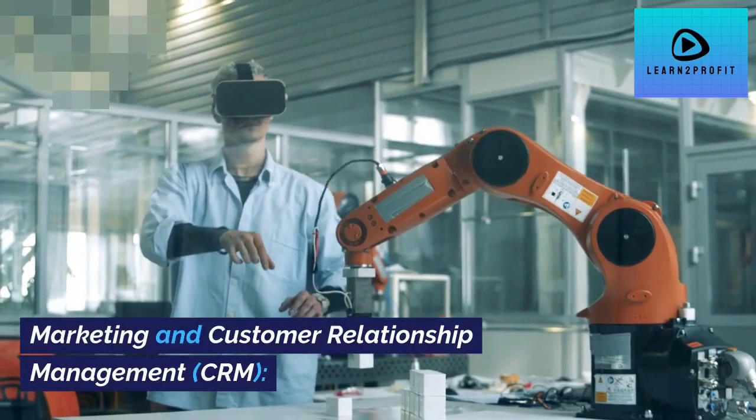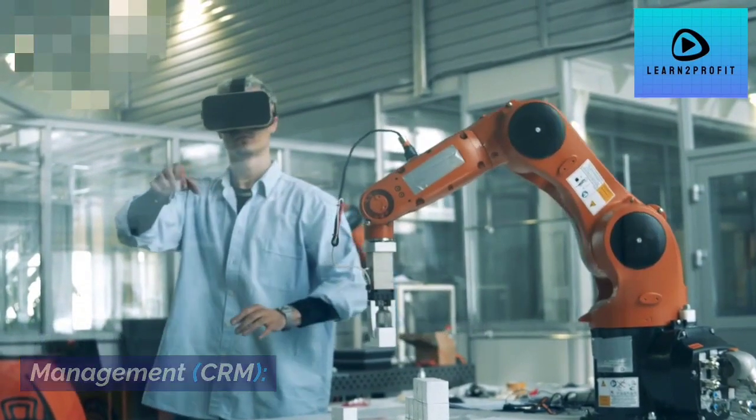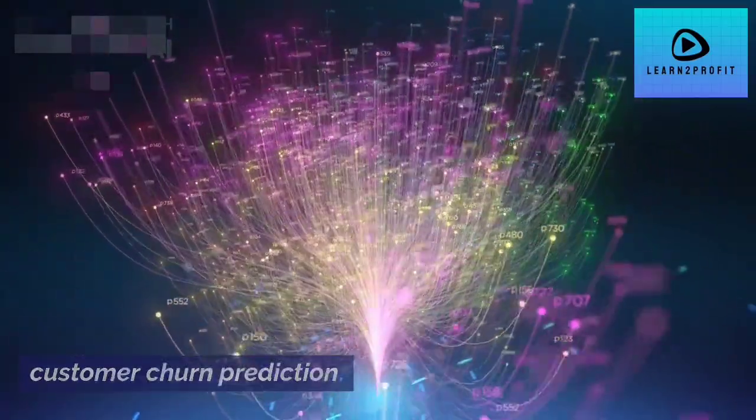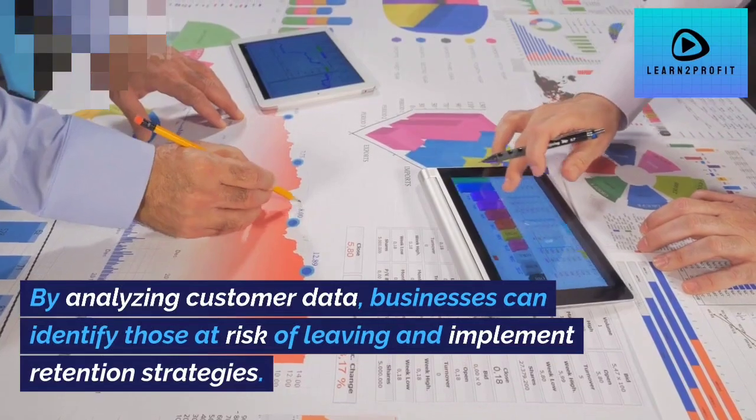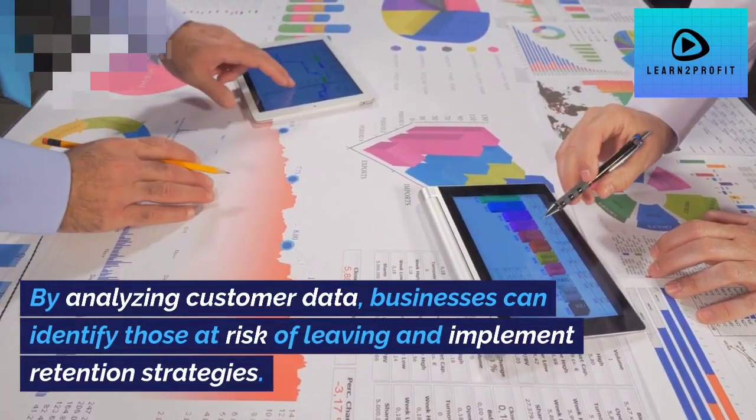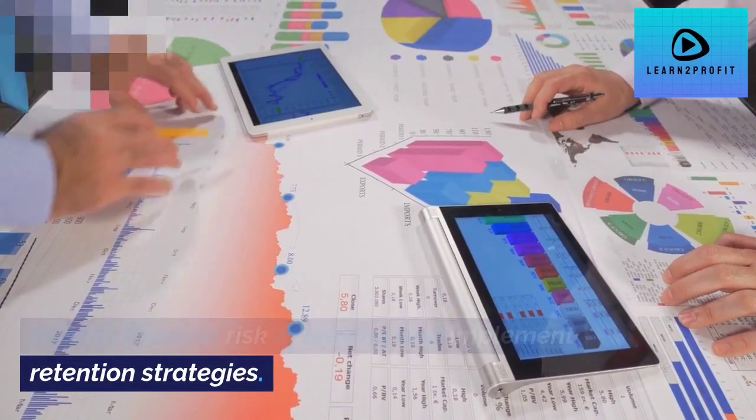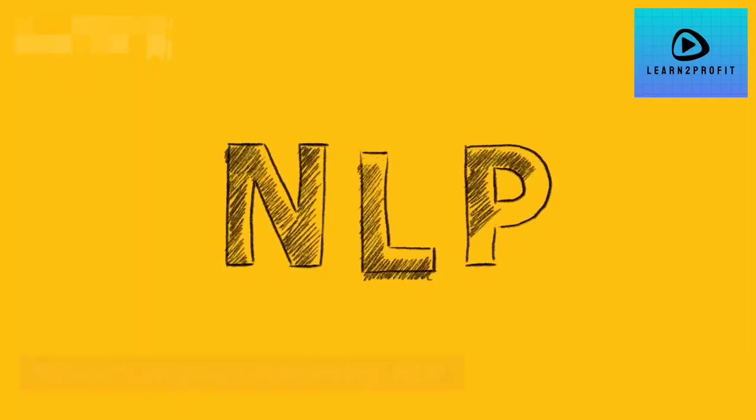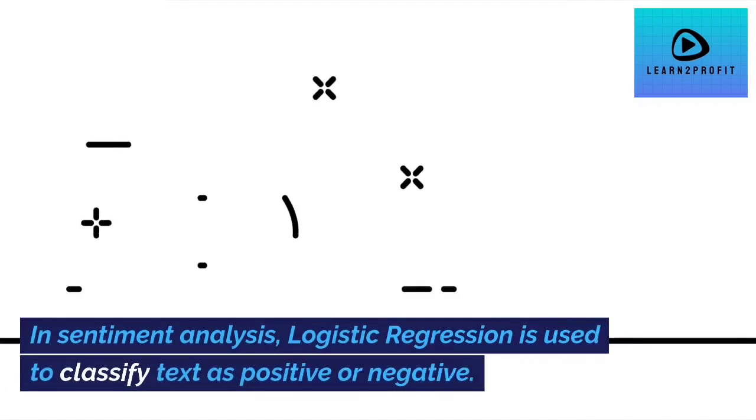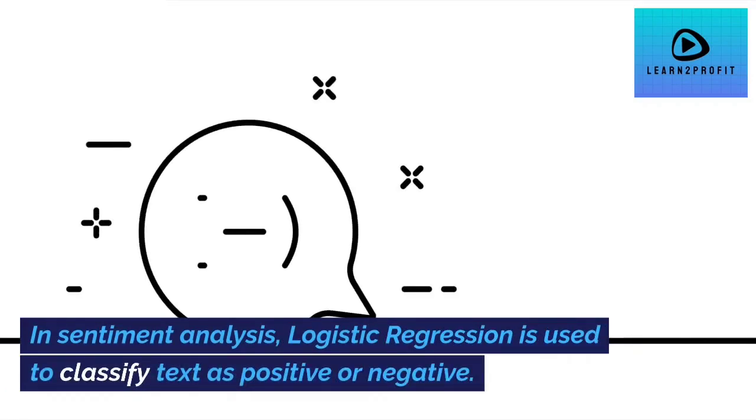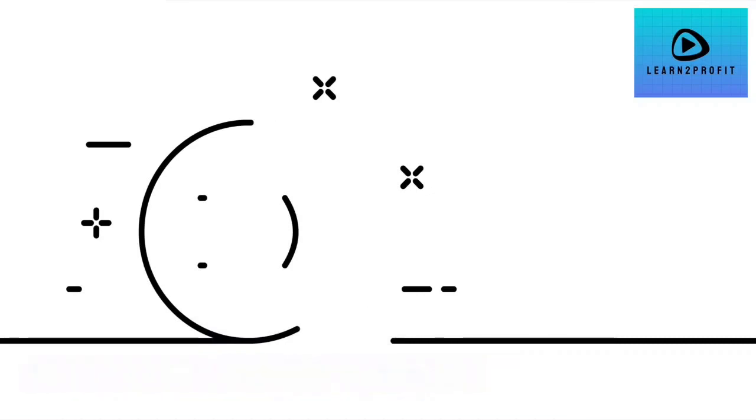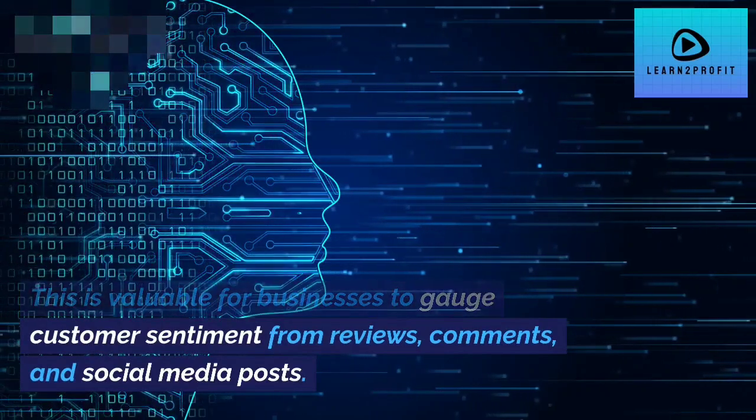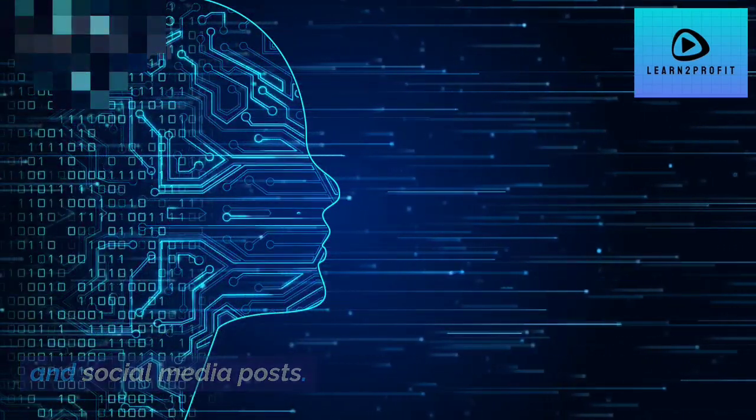Marketing and customer relationship management, CRM. Marketers employ logistic regression for customer churn prediction. By analyzing customer data, businesses can identify those at risk of leaving and implement retention strategies. Natural language processing, NLP. In sentiment analysis, logistic regression is used to classify text as positive or negative. This is valuable for businesses to gauge customer sentiment from reviews, comments, and social media posts.